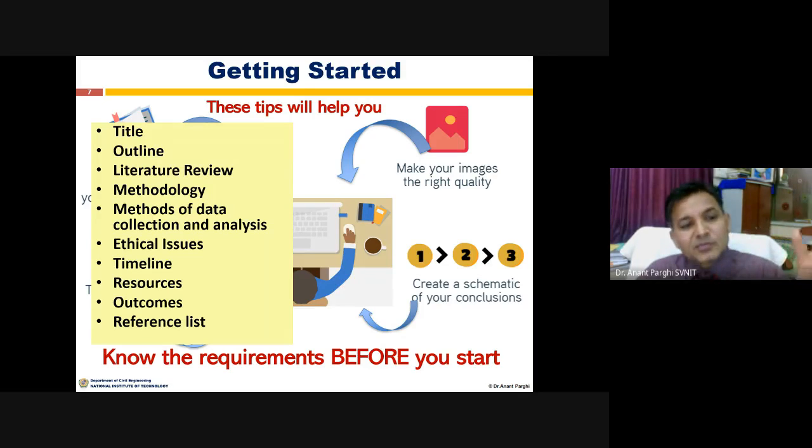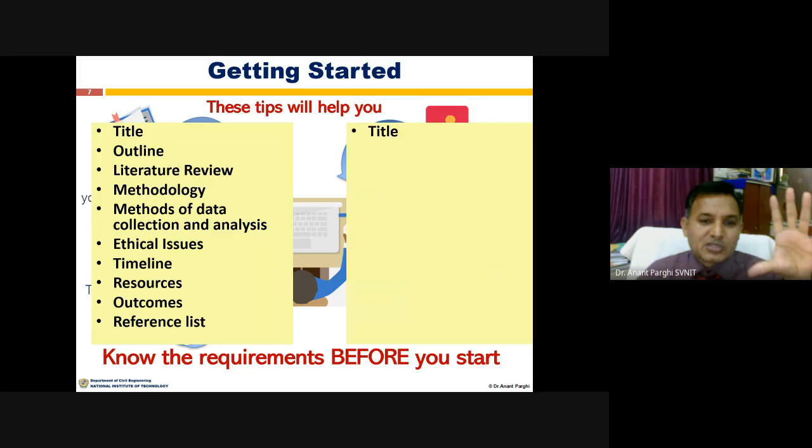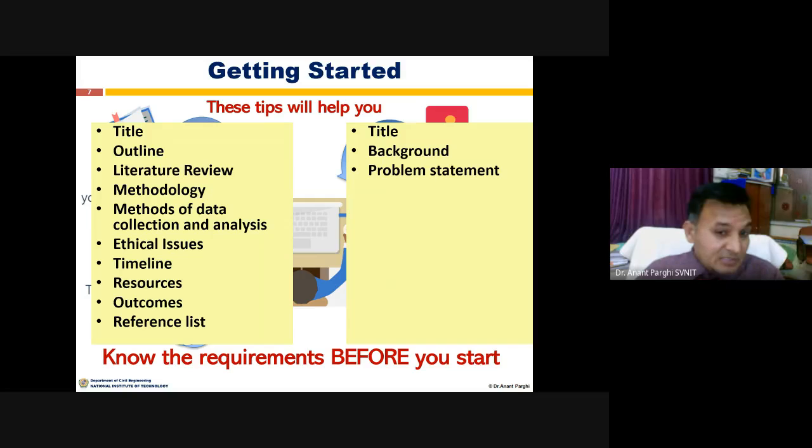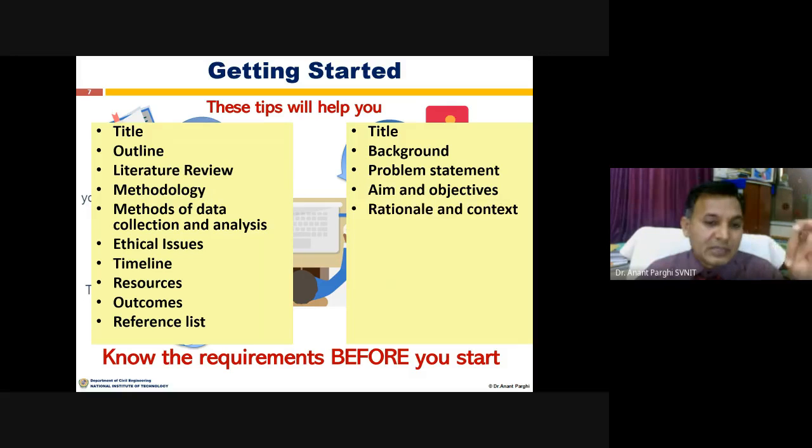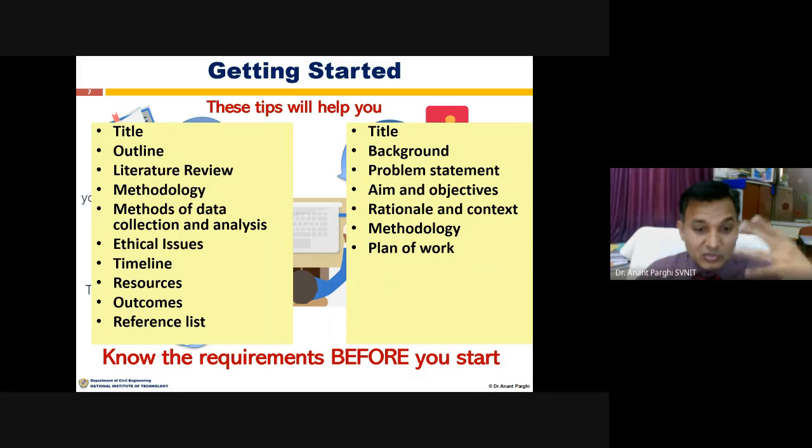So, the tips on how to write the proposal and what to include in a research proposal. Here the main things are the background, introduction, problem statement, aims and objectives. The aims and objectives should be clearly defined, along with the rationale and context. Your research proposal should be very reasonable. You need to write down the methodology and the plan of work, proposing how you are going to conduct that particular research.